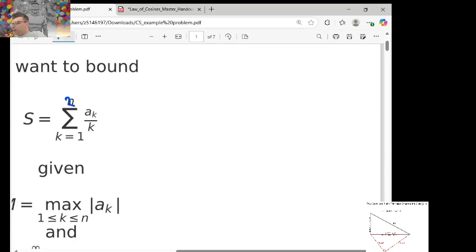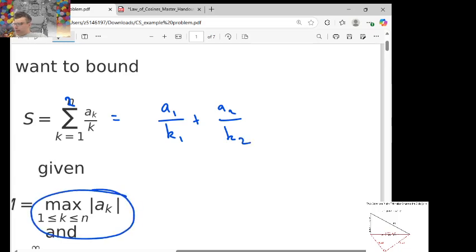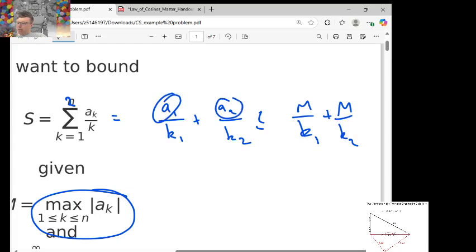Okay. Now, if that's the case, that equals a1 over k1 plus a2 over k2, right? But we know that all a's are not bigger than this value called M. So that's less than or equal to M over k1 plus M over k2. And that's because each one of these is either the same size as M or smaller. So then they have to be the same size as this or smaller.